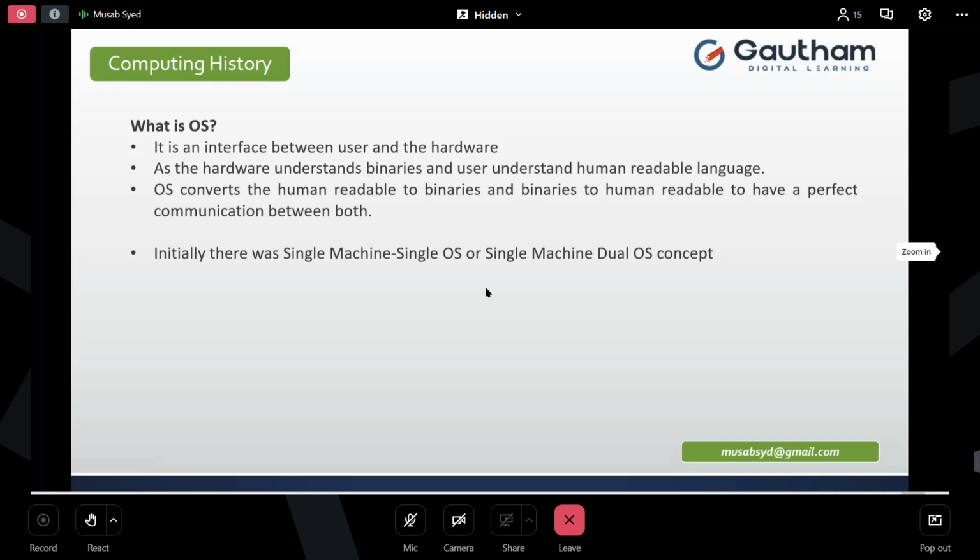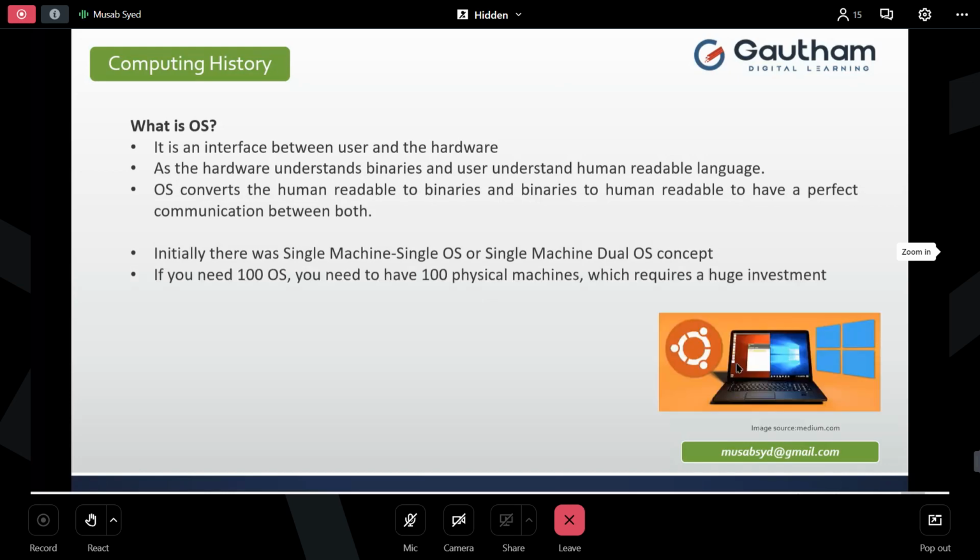Now suppose I have a big environment. There are so many examples of OS, Windows, Linux, etc. Suppose I have a big organization, and there I need a minimum of 100 operating systems. If I go with one OS per piece of hardware, and I need 100 operating systems, how many machines do I need to purchase? 100 machines. So somehow I have purchased 100 machines.